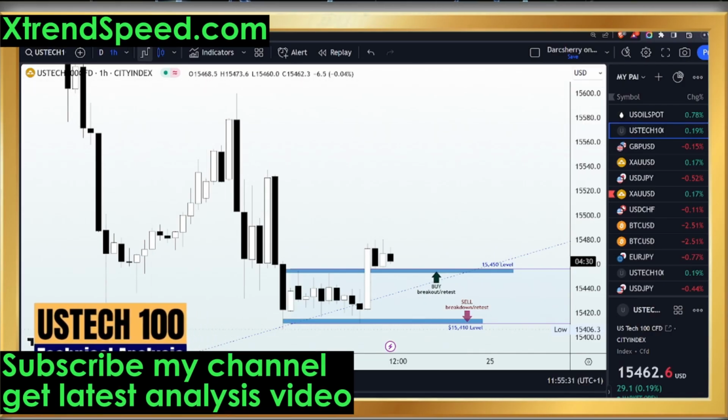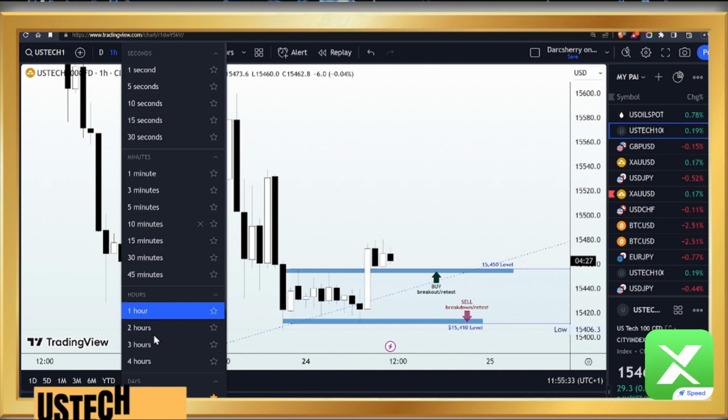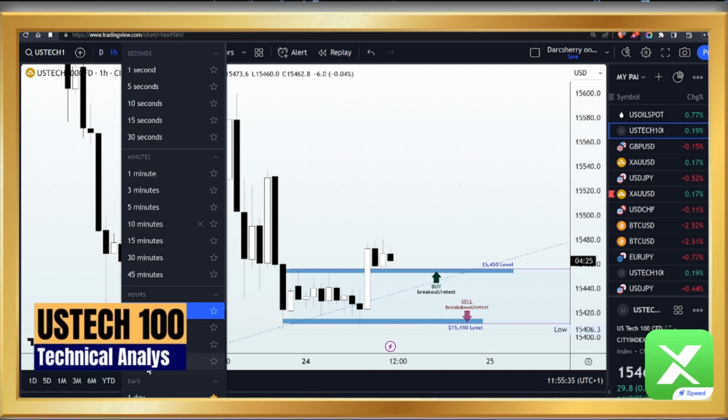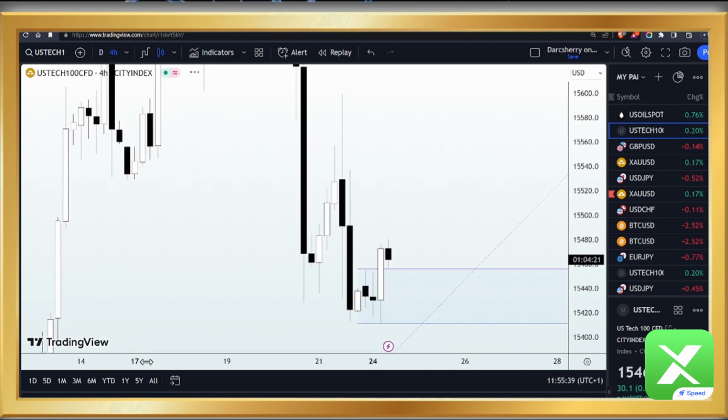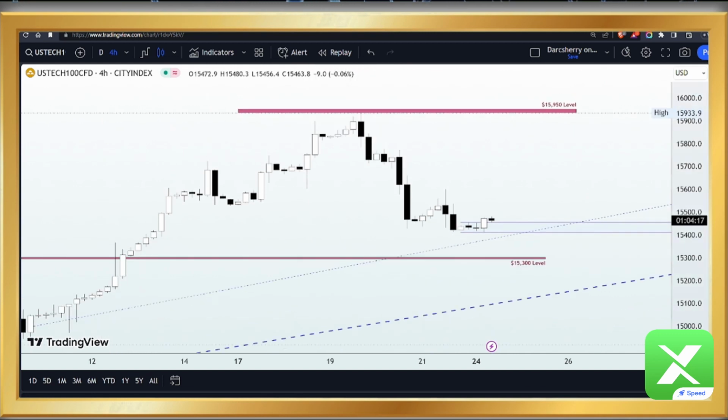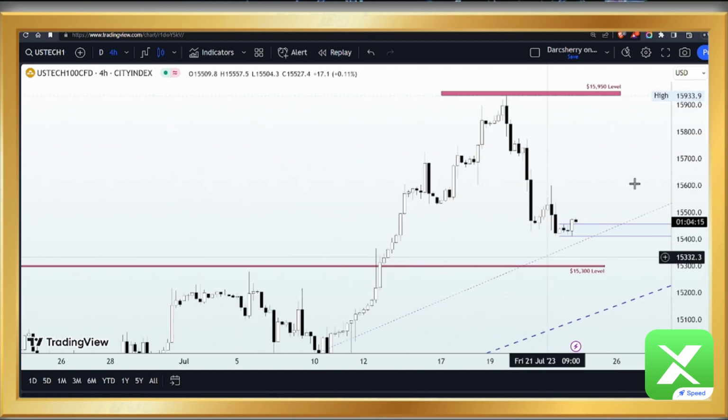On the USTEC 100, it was a very profitable previous week for us on this instrument. So let's see if we can replicate the scenario we had last week on this one this week.